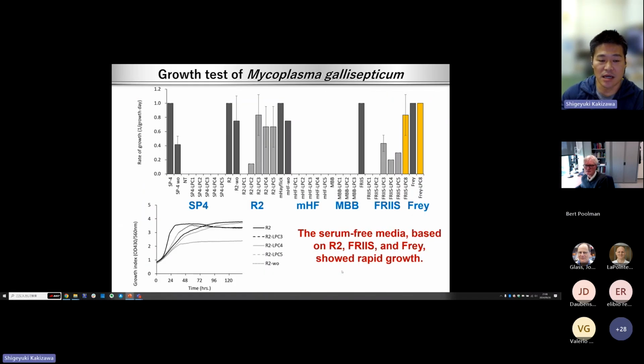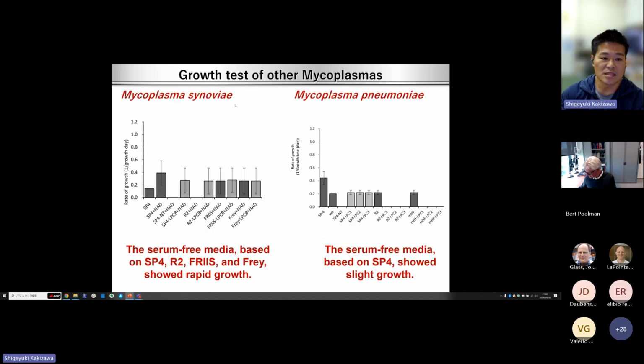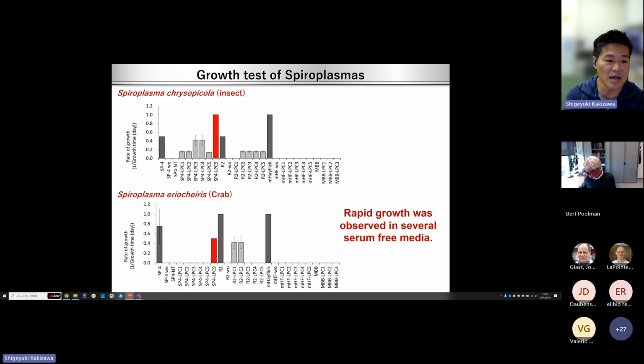Then we tested other mycoplasmas. The first choice is Mycoplasma gallisepticum, a chicken pathogen. SP4 is not good, but R2, Frey media, and our LPC media are really good at supporting the growth of gallisepticum. Then we tested Mycoplasma synoviae, also a chicken pathogen, and Mycoplasma pneumoniae, the human lung disease pathogen, and they are really good. And we tested 2 species of Spiroplasma, and in some media, they showed good growth.